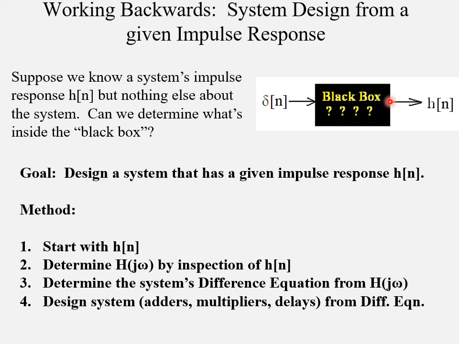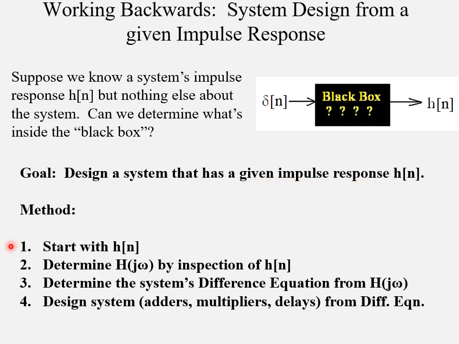In engineering, this is called a black box because we don't really know what's inside here. Well, one way we can probe to figure out what's inside here is send an impulse, a delta function, into this system. We know this is a discrete time system. We just don't know any of the details. So if we put an impulse in, obviously this black box system is going to spit out an impulse response, h[n]. So by analyzing h[n], we can work backwards and figure out what is inside this box. So the goal is to design a system that has a given impulse response, h[n].